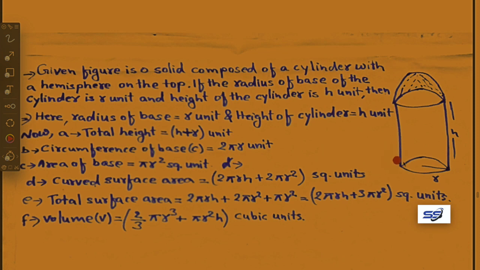To find the circumference of this base, we have the formula 2 pi r unit. Area of base equals pi r square unit. The base is this circle, and to find the area of this circle, our formula is pi r square unit. Curved surface area equals 2 pi r h plus 2 pi r square unit. Here both shall be used. Now total surface area equals 2 pi r h plus 2 pi r square plus pi r square. These three things shall be added.